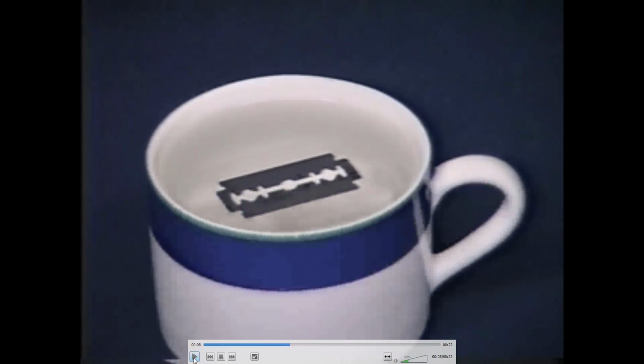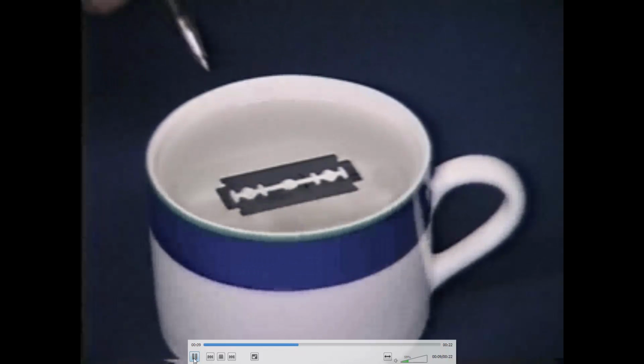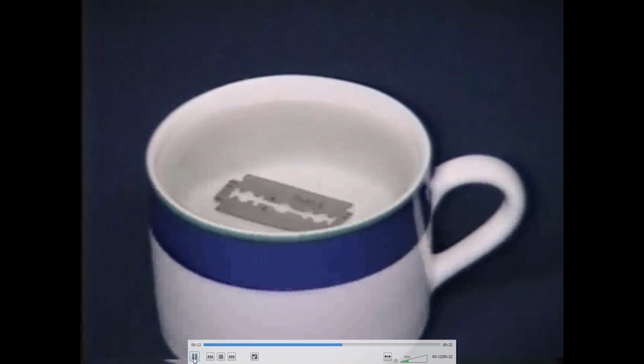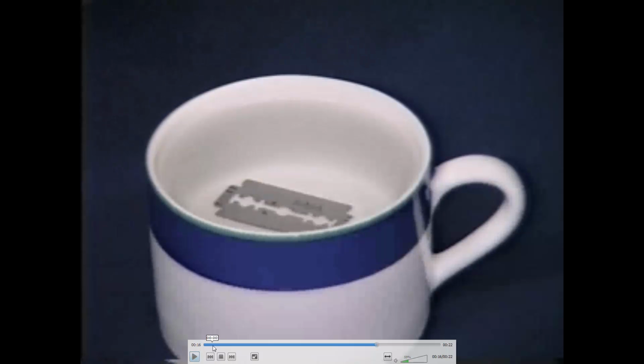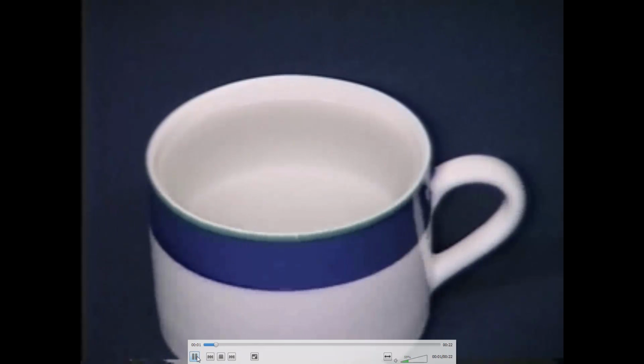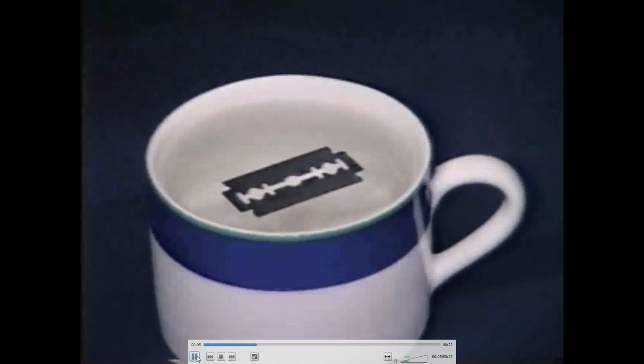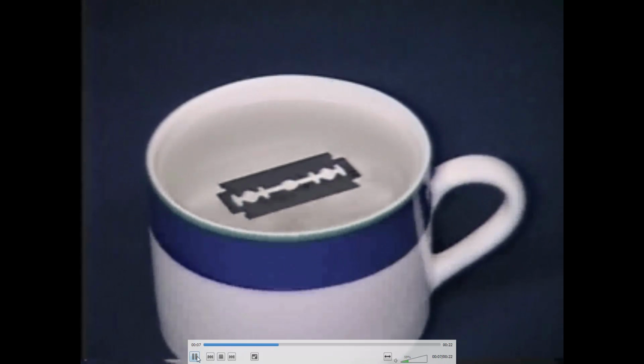So the only explanation for this is that steel is less dense than water, right? Is that true, though? Steel is pretty heavy. Let's watch what happens. So it's floating there on the surface. It gets poked with the pen, and then it sinks. Let's watch that again from the beginning.